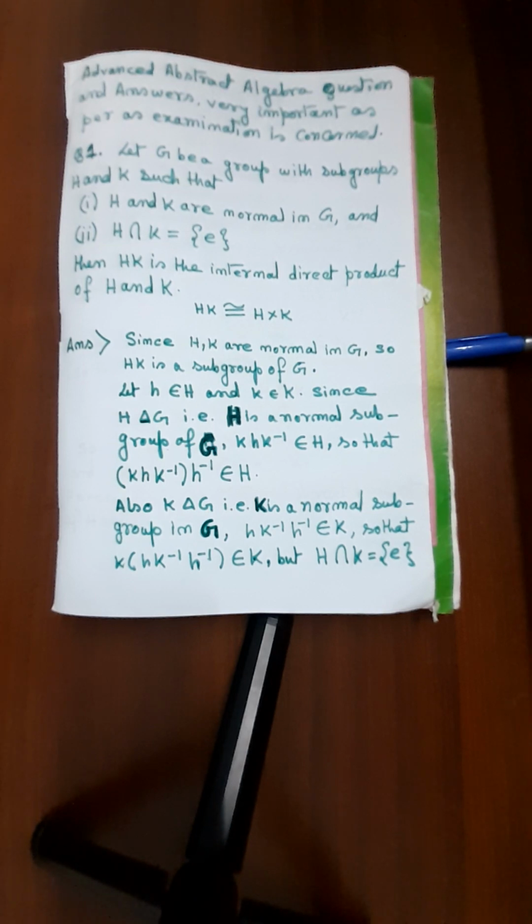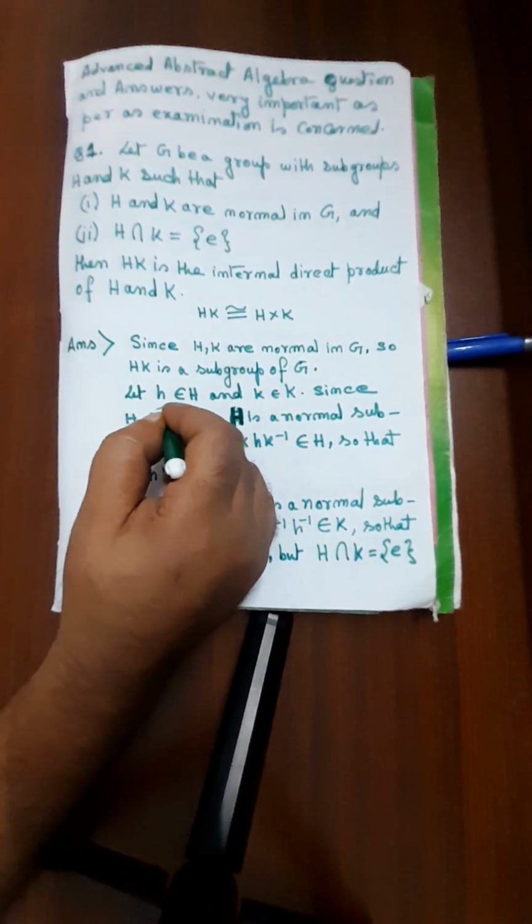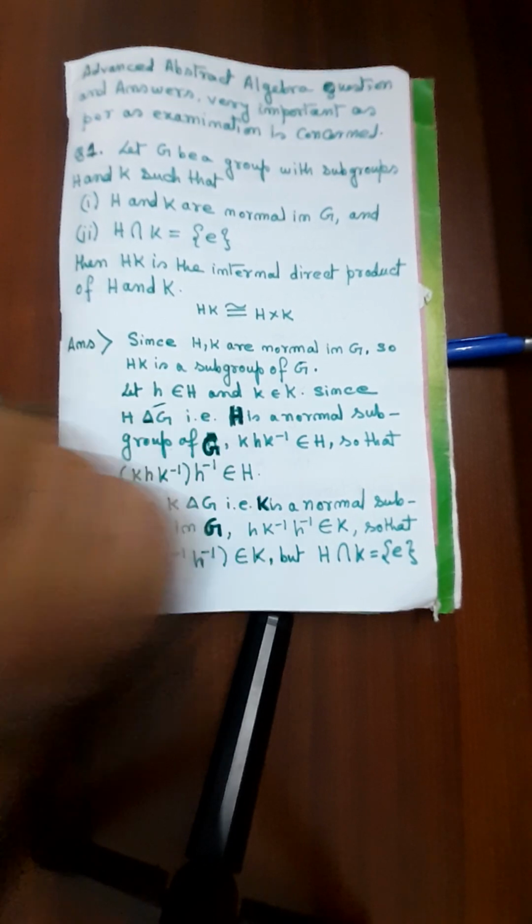Let h belong to H. Here small h is an element of the group H, and k belongs to K. Small k is also an element of group K. Since H is a normal subgroup of G, this sign means normal subgroup.